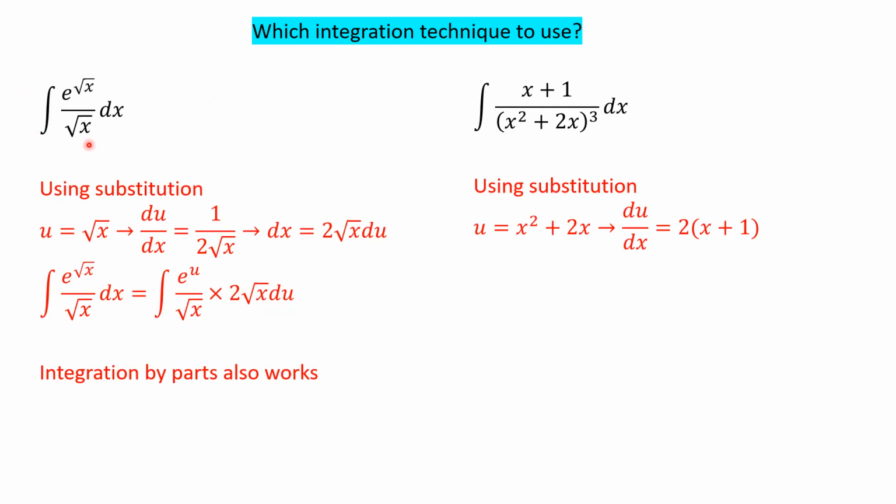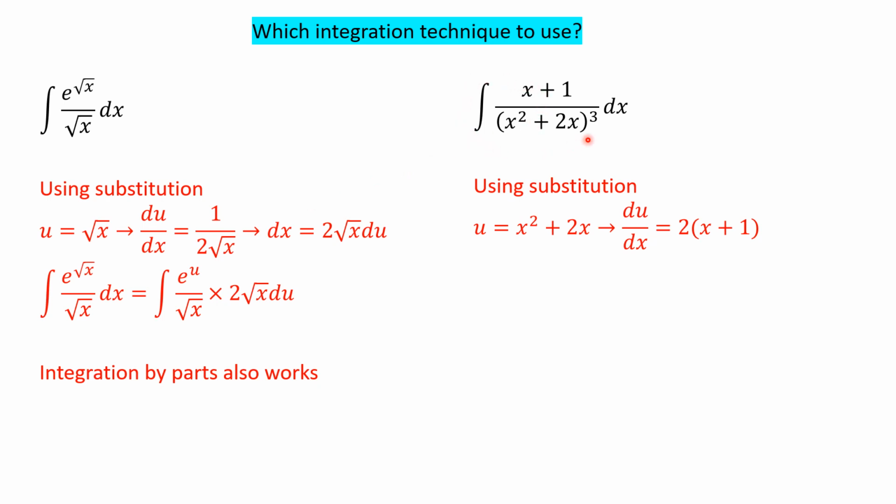For the first example, if you do some mental work here, if you let u be the square root of x, when you differentiate u, you get 1 over 2 root x, which is the other root here. So the other root would be 1 over root x. Now you make x the subject, and then you substitute back in. You can see that root x and root x will cancel out. So in this case, substitution will work.